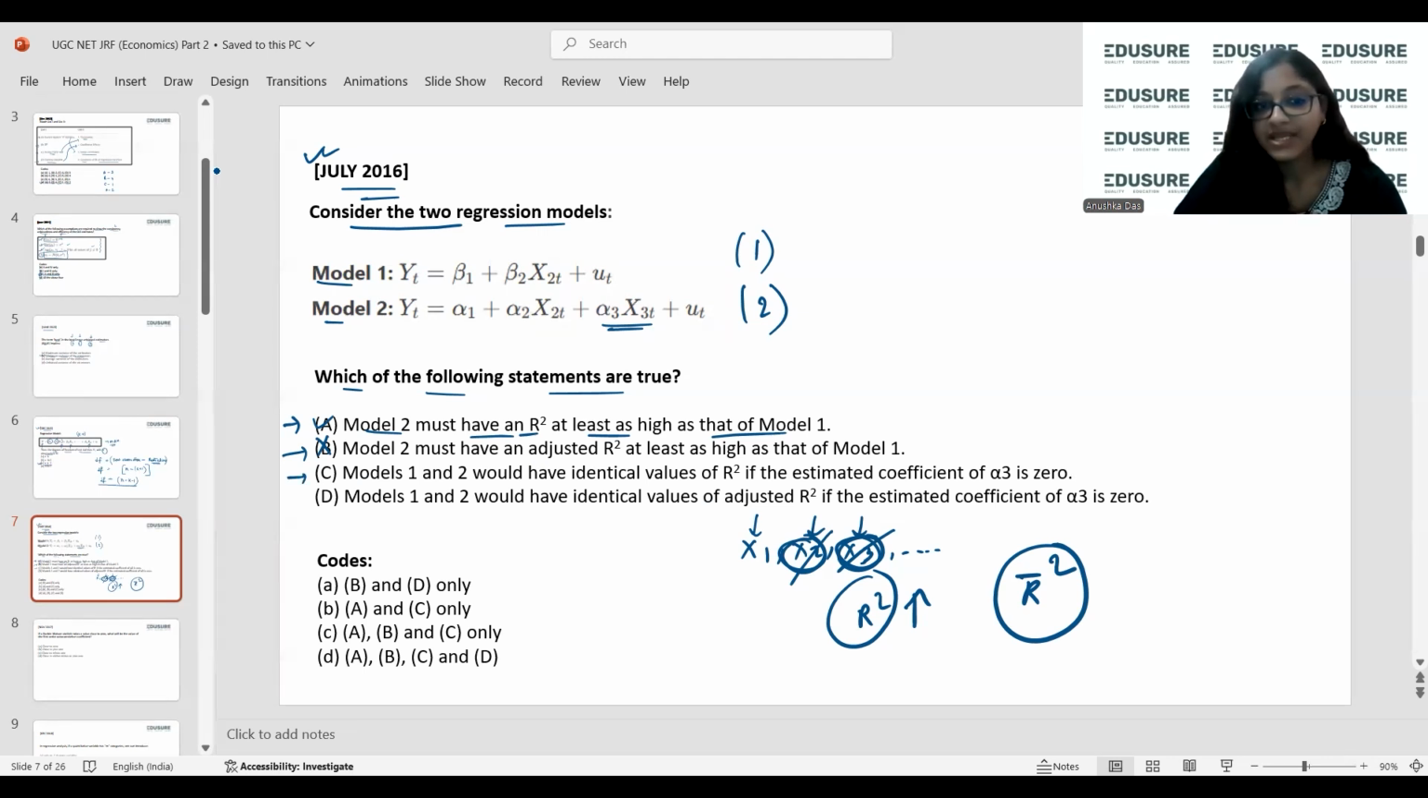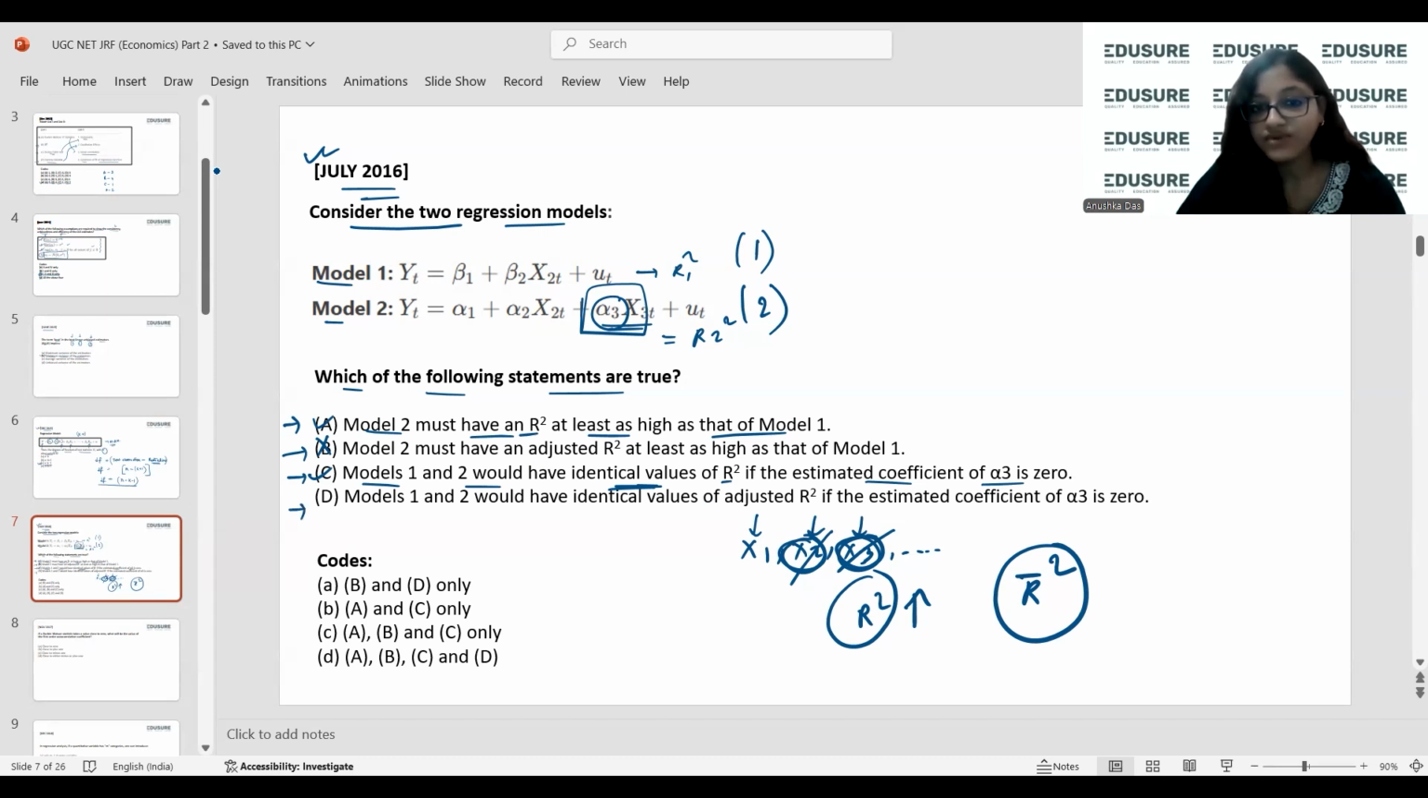Number three, C: model 1 and 2 would have identical values of R square if the estimated coefficient alpha 3 is 0. This is true. See, if we know that this is 0, we already know that this variable is insignificant. Alpha 3 being 0 means this variable is insignificant. So essentially you have only one explanatory variable. So the R square that you calculate from this particular model will be just equal to the R square that you calculate from this particular model, right? So that is what is written here. Model 1 and 2 will have identical values of R square if alpha 3 is 0. So A and C both are true.